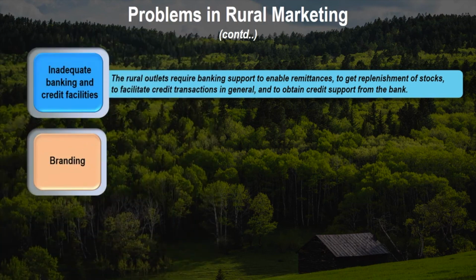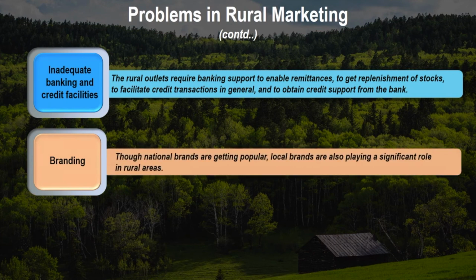Branding is another issue. Though national brands are getting popular, local brands are also playing a significant role in rural areas. Why are these local brands still so important? Because they may be easy to reach, and they are manufactured in the vicinity. Due to the low purchasing power in some segments and the lower cost of these brands, they may be more attractive to the consumer, or certain other consumers may not be as aware of the quality aspects of a product. So, all these things are impacting the branding part.